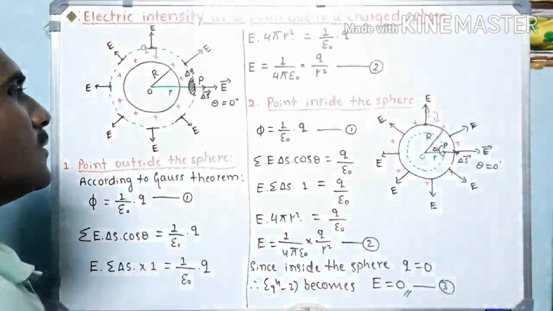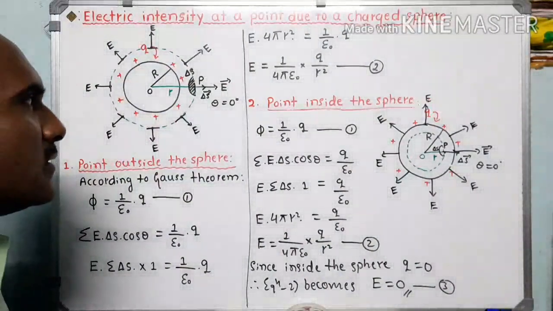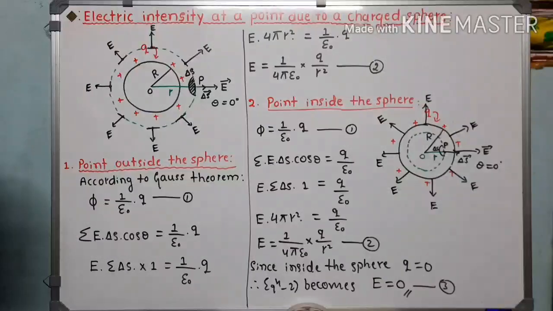In this way, Gauss theorem can be used to determine electric intensity at a point due to a charged sphere. This question is going to be asked for 5 marks in your annual examination. So, as early as possible, make it perfect and understand all the concepts. Okay?